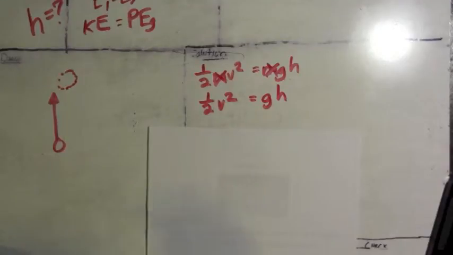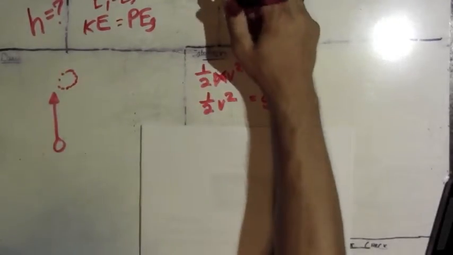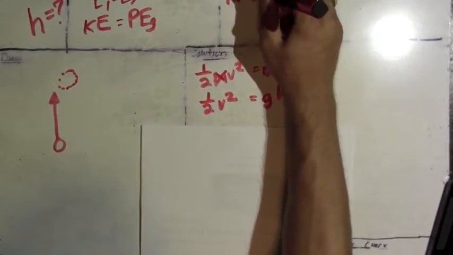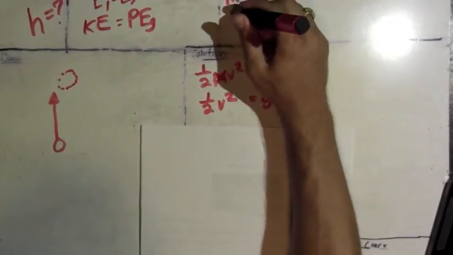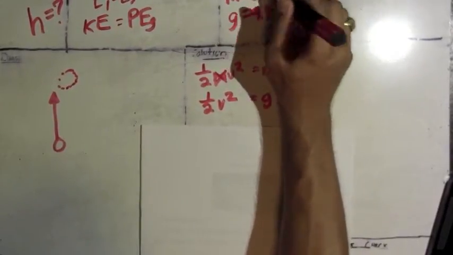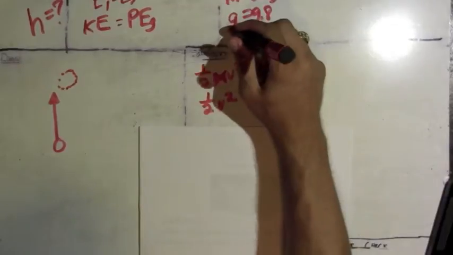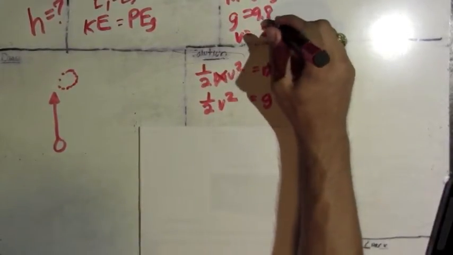So let's look at our given information. We were given a 5 kilogram ball. Okay, that 5 kilogram ball has no relevance in this problem. g is 9.8. We are trying to solve for the height, and we were given a velocity to begin with of 20 meters per second.